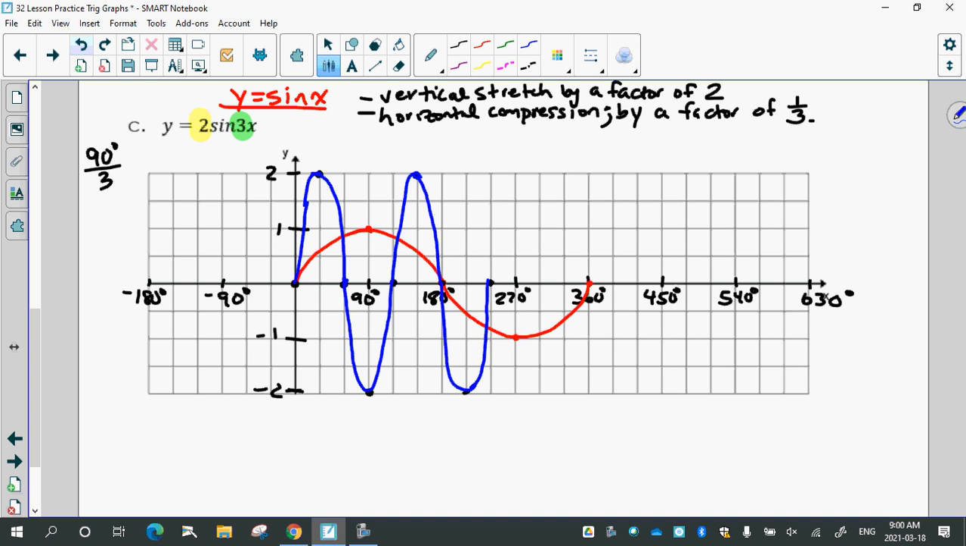So now, once you've got your 2 cycles drawn in, you need to find amplitude, period, phase shift. Amplitude is the distance from the central axis to the maximum, so amplitude's 2.